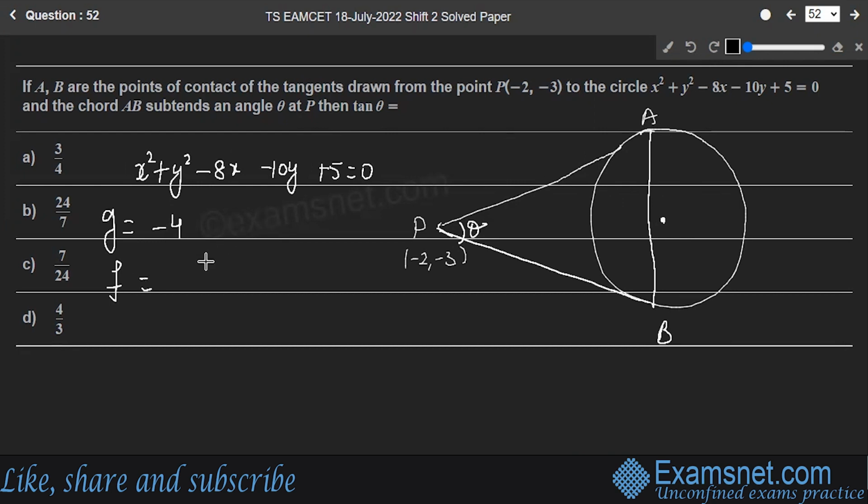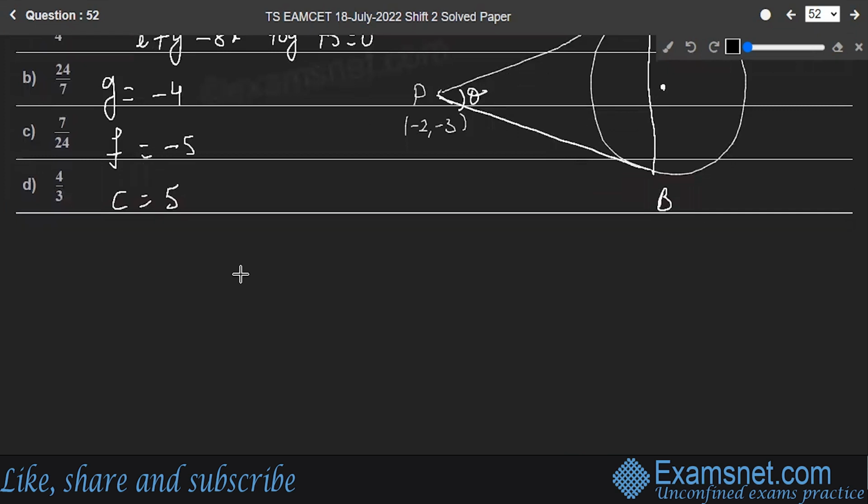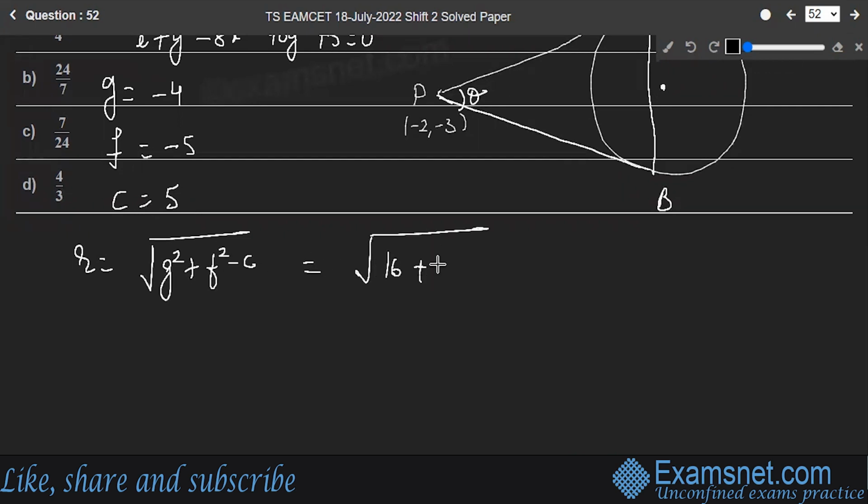F is half the coefficient of y, that is minus 5. C is the constant, which is 5 in this case. From the equation of the circle, the radius is given by root of g square plus f square minus c, which is equal to root of 16 plus 25 minus 5, that is equal to plus minus 6. Of course, you can't have the radius as negative, so the radius is plus 6.